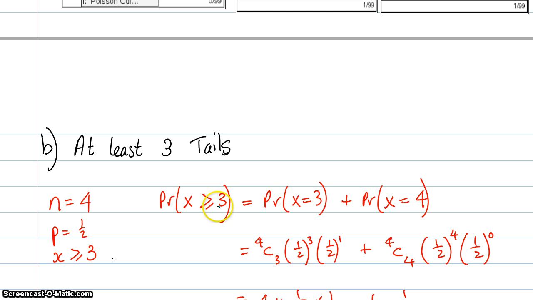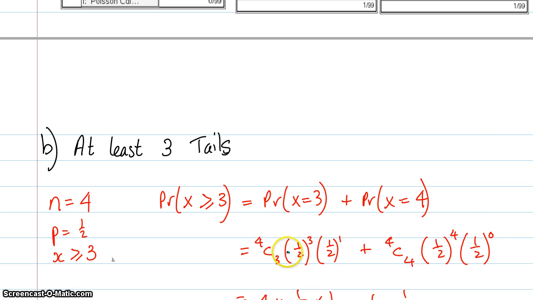Probability that x is greater than or equal to 3 means that the probability that x equals 3 plus the probability that x equals 4. And then I just go through and I put these two things into my binomial distribution formula. So 4c3, a half to the power of 3, and then a half to the power of 1, plus 4c4, a half to the power of 4, and a half to the power of 0.